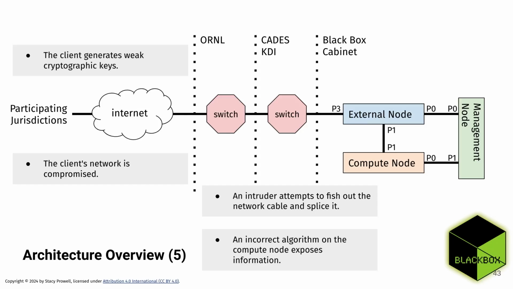An incorrect algorithm on the compute node exposes information. Again, the compute node is buried in the middle of the cabinet, doesn't have an external connection, and the information it would expose would be through the matching, and so it would go out to the health jurisdictions. Ultimately, they are responsible for that data. So we're sending data to people who are responsible for it. So that's the black box.